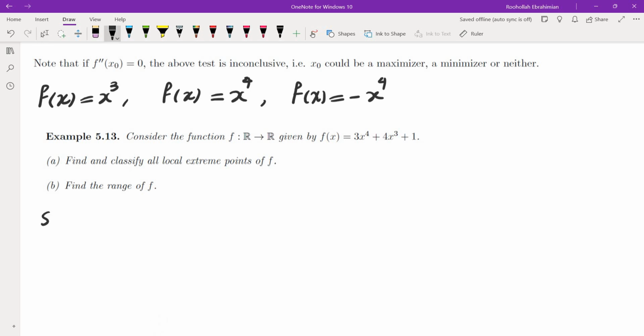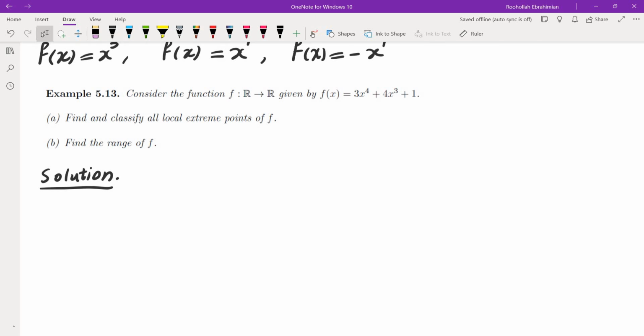Okay. So you just have to be careful. This is not a biconditional. This only tells you some information if you know the second derivative is positive or you know the second derivative is negative at a critical point.